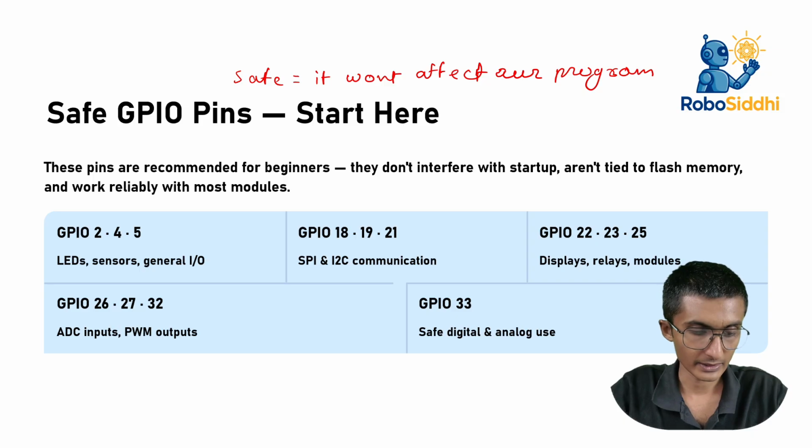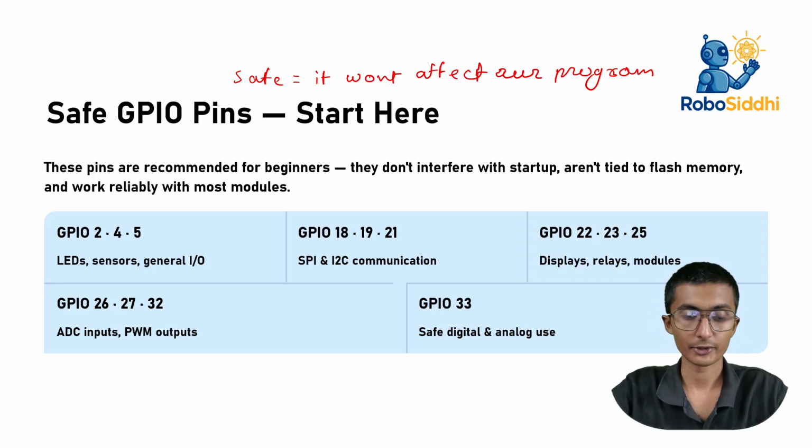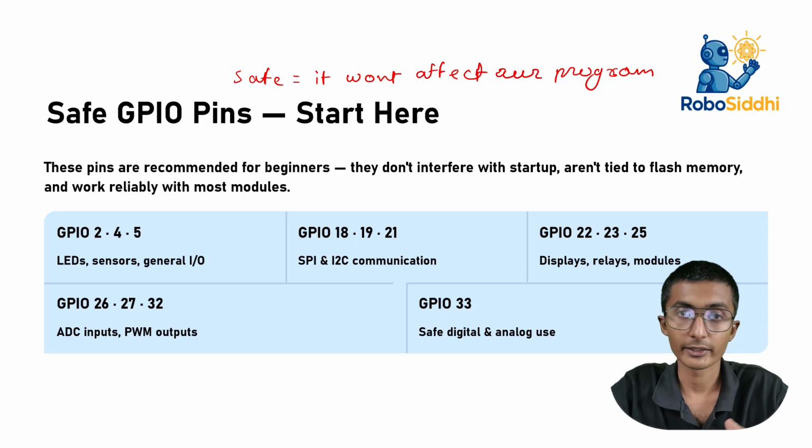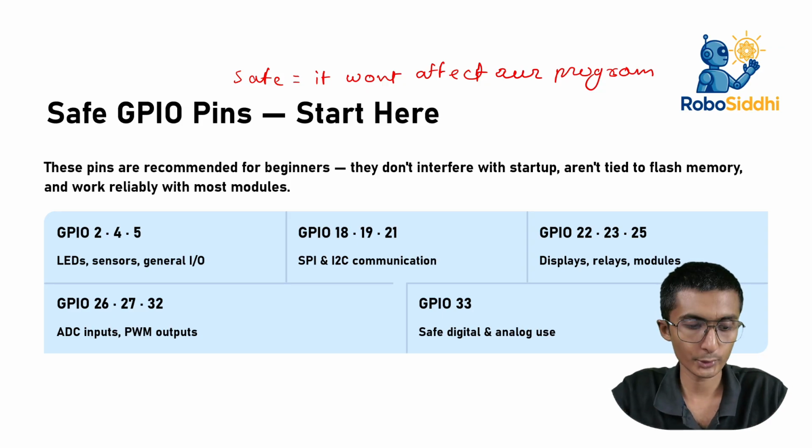Let's imagine a scenario where you are making a project using ESP32 and your ESP32 suddenly restarts, reboots. You might wonder why that happened. It will probably be because you have used some of the unsafe GPIO pins. What do you mean by that?